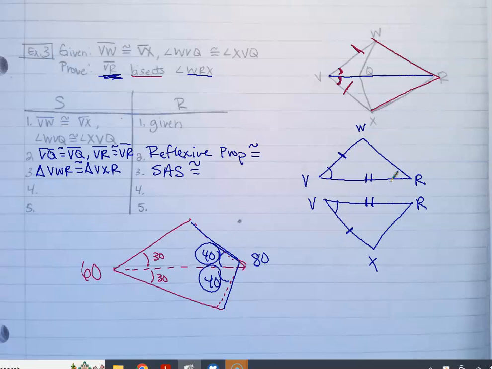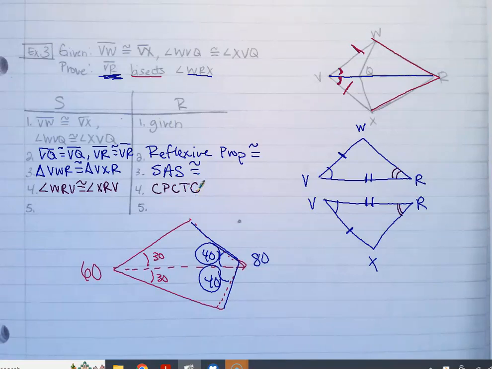Are we following this though? We've proved the triangles are congruent, so we can say WRV is congruent to XRV. So we can say angle WRV is congruent to angle XRV because of corresponding parts of congruent triangles are congruent.